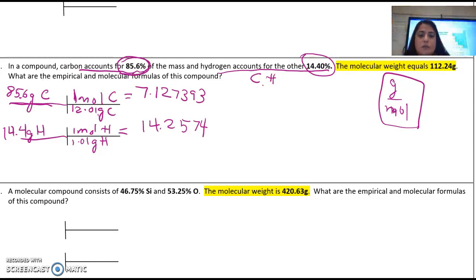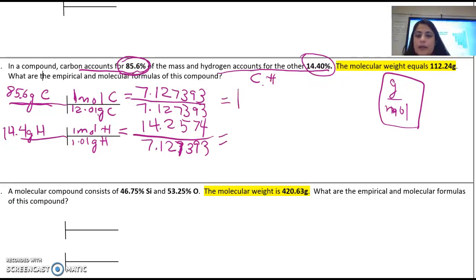And then the rule says for the poem is divide by smallest. And the smallest between 7.127393 and 14.2 is 7.127393. So we're going to divide by this. The whole reason for doing this is because we're trying to figure out a round number that we can use to get our formula. This is 1 and that is 2. So because this is 2, that tells me that there are 2 for hydrogen. So I'm going to go ahead and put 2 here and just leave carbon as 1. This is my empirical formula.